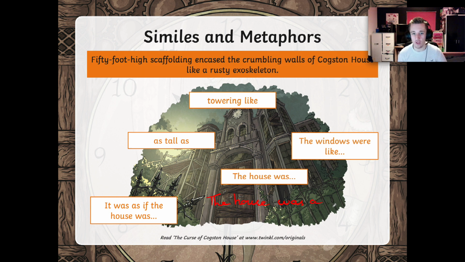So the house was a, I don't know, the house was a dark figure. The house was a tower of fear. Something like that. The key thing is you can't use like or as. Have a go at writing a metaphor for me, please.